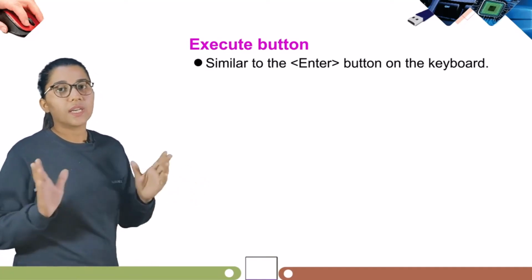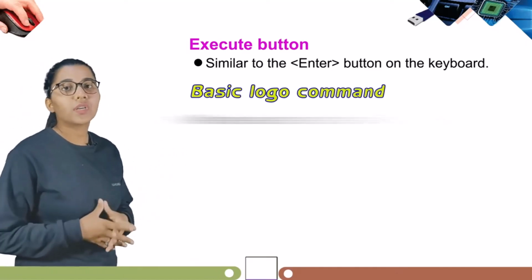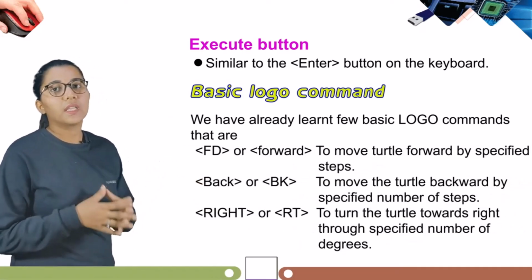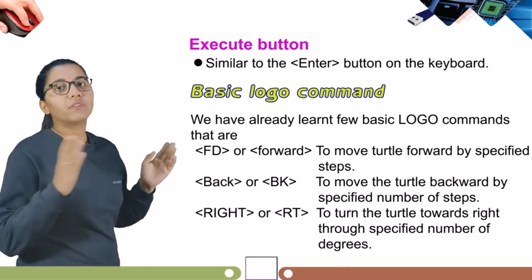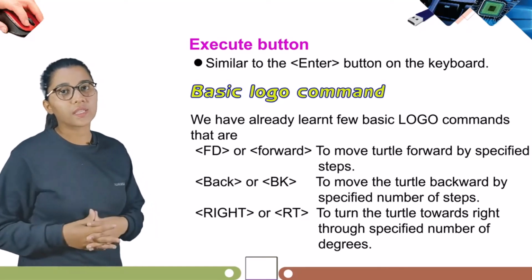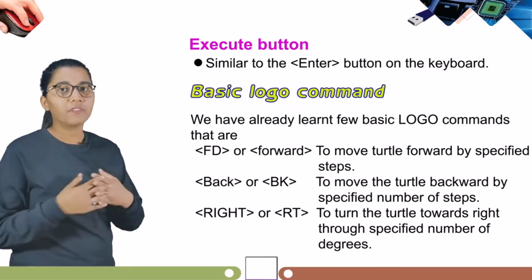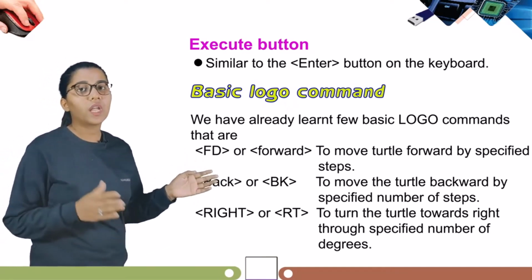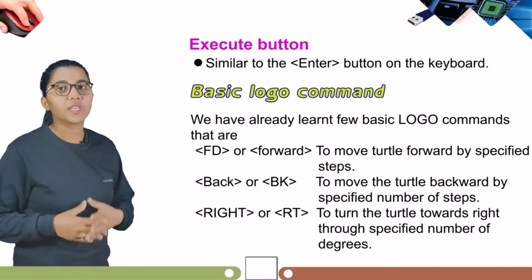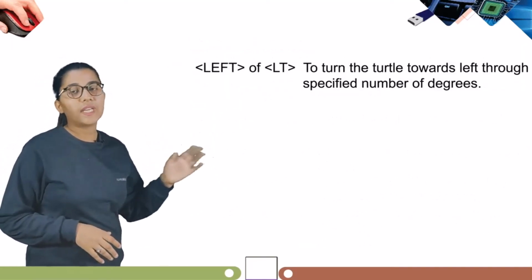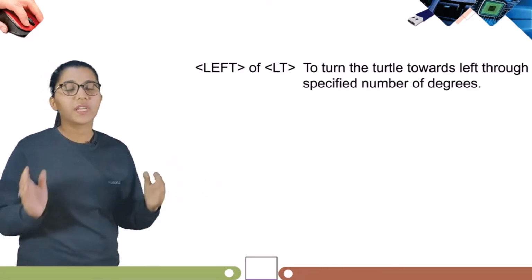Now students, let's jump to our next topic, that is basic Logo commands. We have already learnt few basic Logo commands that are FD or forward to move turtle forward by specified steps. Next is back or BK to move the turtle backward by specified numbers of steps. Next is right or RT to turn the turtle towards right through specified numbers of degrees. Next is left or LT to turn the turtle towards left through specified numbers of degrees.